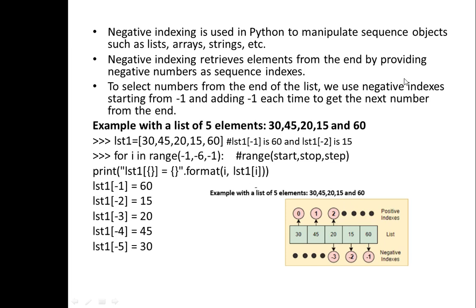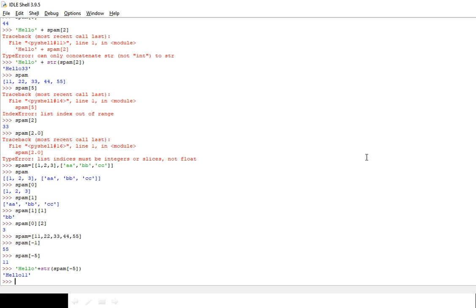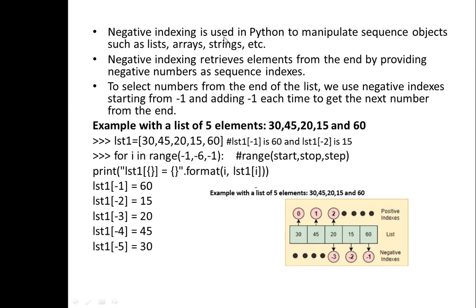So let's understand this with a simple example. Just to revise, negative indexing is used in Python to manipulate sequence objects such as lists, arrays, strings, etc. Negative indexing will help you retrieve the elements from the end, from the right hand side. The rightmost element will have the index -1 and then you go on adding -1 to it. So let's see a simple program.